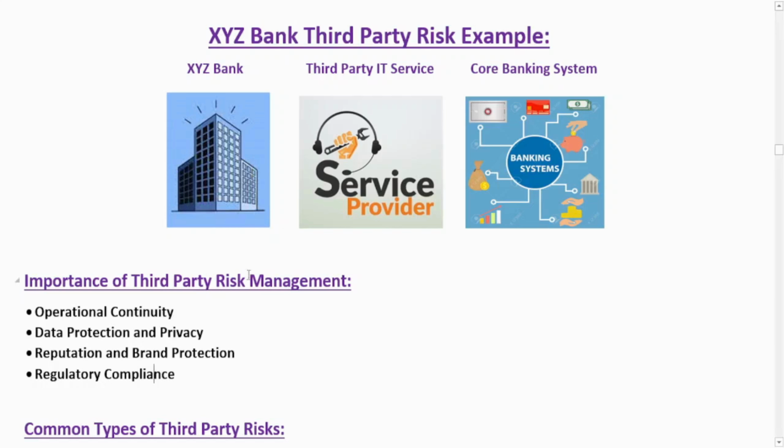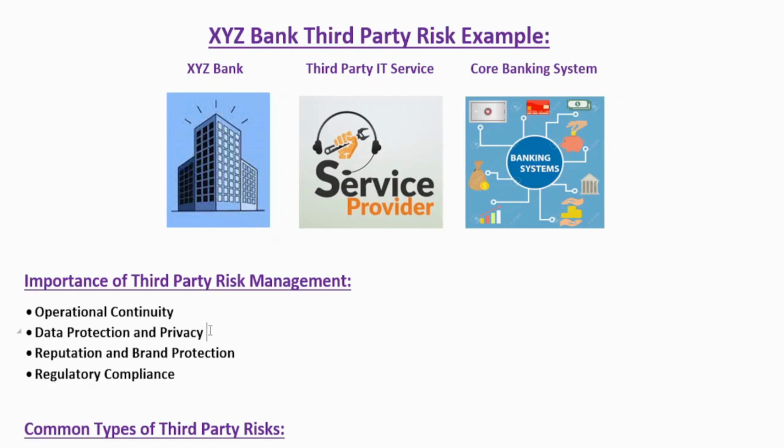Now we will understand the importance of third party risk management by using the same example of XYZ Bank. So the first importance is operational continuity. Basically, third parties play a crucial role in the operations of many organizations, and managing third party risk helps ensure continuity by identifying potential vulnerabilities and by implementing measures to minimize disruptions as well. Like in our example of XYZ Bank, let's suppose that the system of the third party service provider goes down, then XYZ Bank could face operational discontinuity.